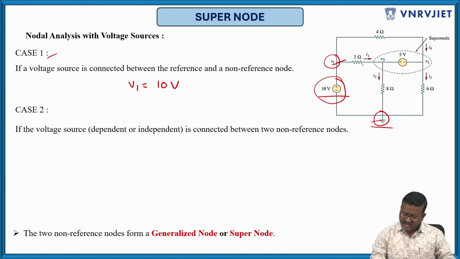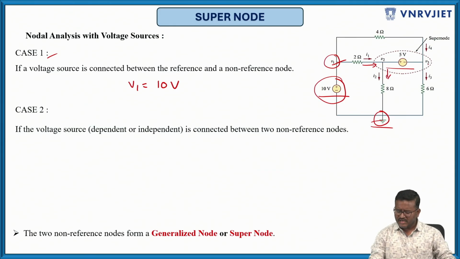Here, I1 is the current entering the node, and I2 is the current leaving the node. And what about the other branch current? Is it mentioned there? No. Instead of a current source or resistor, here a voltage source is there. We don't know the current through that branch, so you can't apply KCL over there.